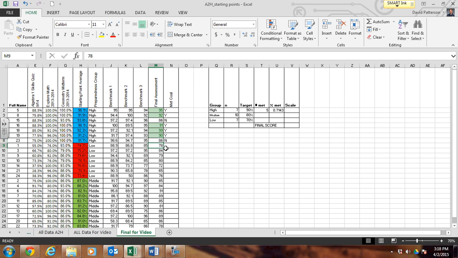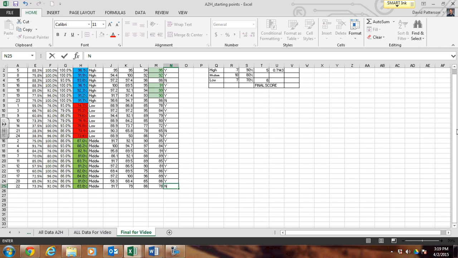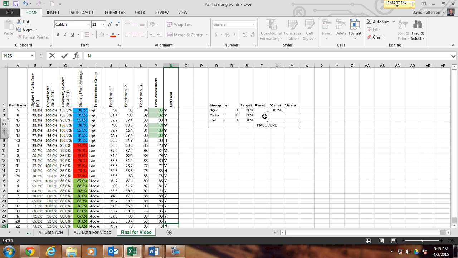I could do the same thing with my low group. Now my low target was a 70%. So let's see, yes, yes, yes, yes, yes. That's a no. This person got a 65, which is not meeting the target, and then a yes. So in the low group I have 6 that met it. And in the middle group, my target was an 80. So let's see. Yes, yes, yes, yes, yes, yes, yes, yes, yes. And my last student there is a no. So of those 10, 9 met the goal.